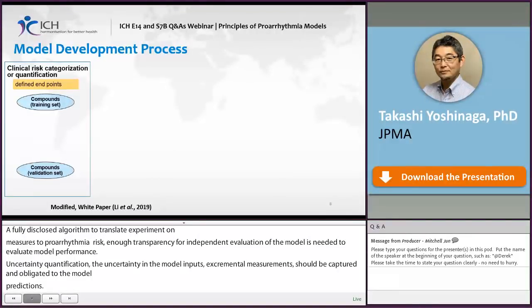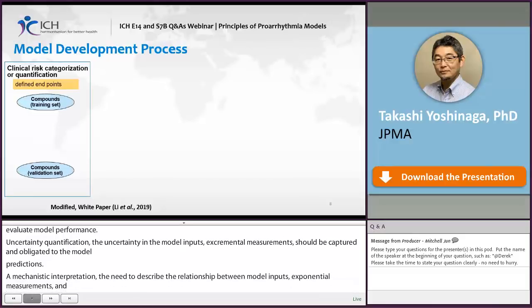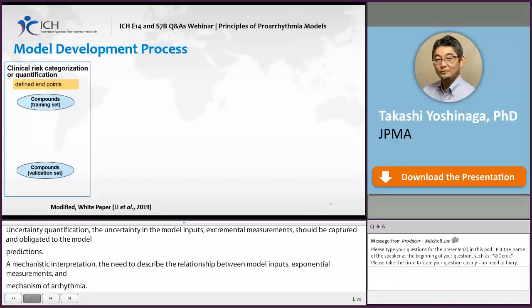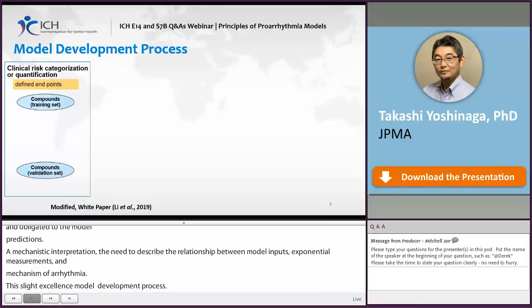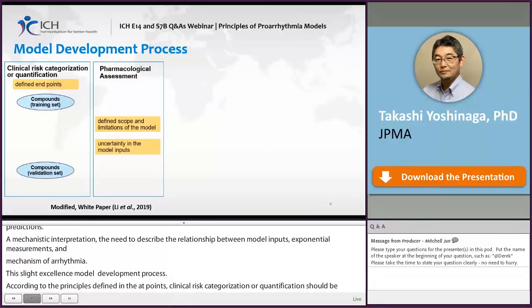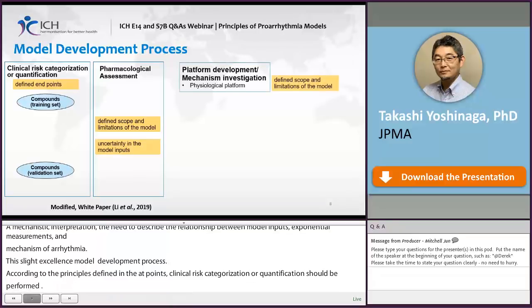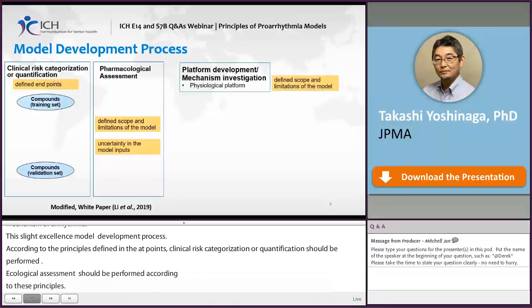In this slide, I explain the model development process. According to the principles of defined endpoint, clinical risk categorization or quantification should be performed, and two compound sets, a training set and a validation set, are prepared. Pharmacological assessment should be performed according to these two principles. Platform development and mechanism investigation should be performed according to the principles of defined scope and limitations of the model.